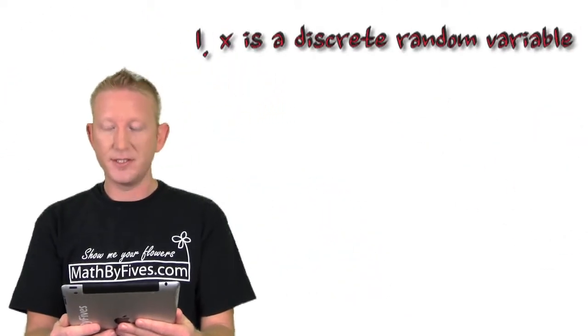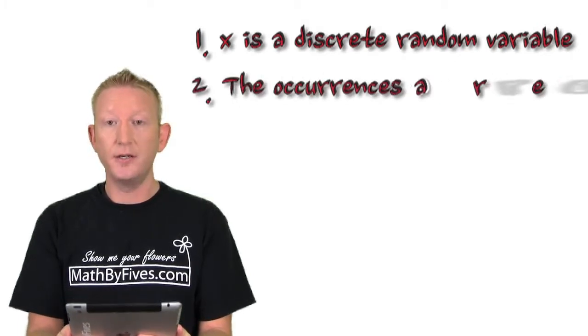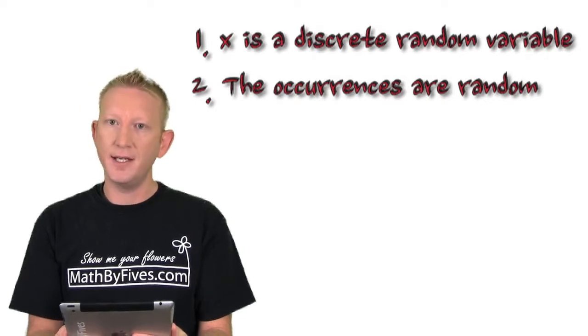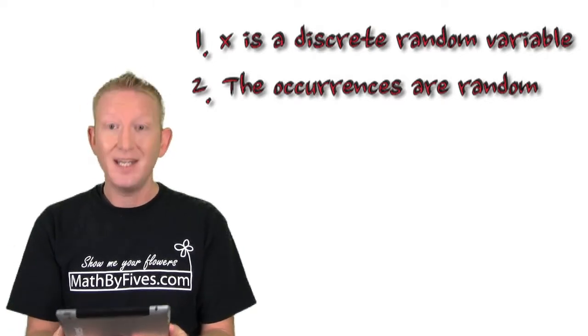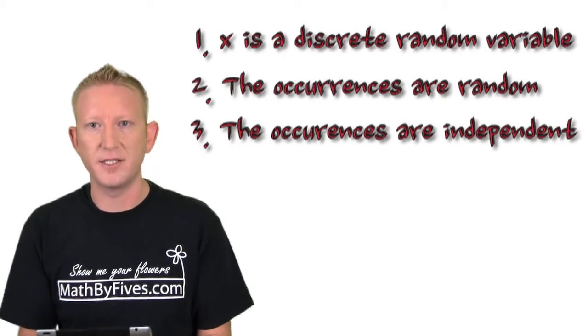Here we go. The first thing that needs to happen is x needs to be a discrete random variable. The next thing that needs to happen is the occurrences are random, meaning that they can happen at any time. Next, the occurrences are independent of each other, meaning that if an occurrence happens, it doesn't affect another occurrence.